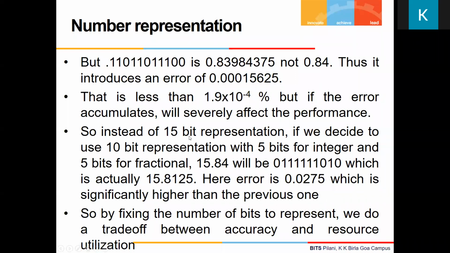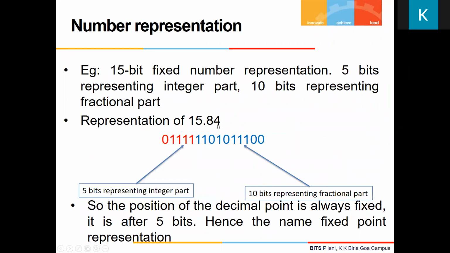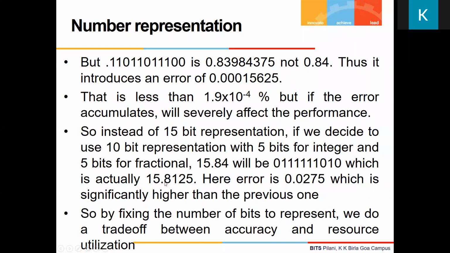Now, this is just showing what happens if you try to use only a 10-bit representation instead of a 15-bit representation. Instead of 15.84, I'll basically have 15.8125. I can represent only that much. Again, error increases, but I reduced 5 bits in my number representation.